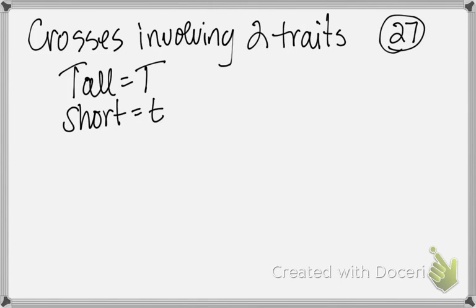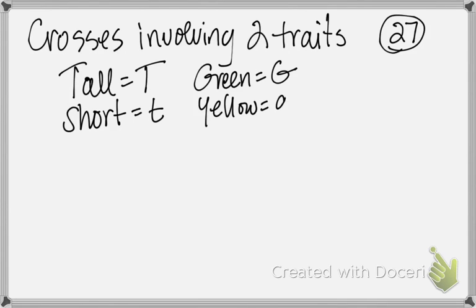So we're going to look at 2 traits at a time. We're going to look at tall and short. That's one characteristic. And then we'll look at, let's say, green is dominant to yellow. So we're going to be looking at 2 things. This is going to introduce us to Mendel's third law, the law of incomplete dominance.